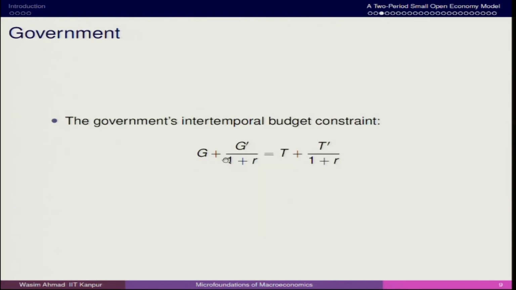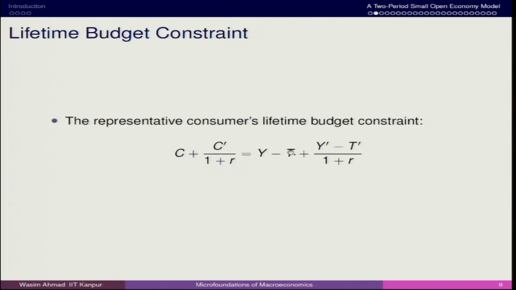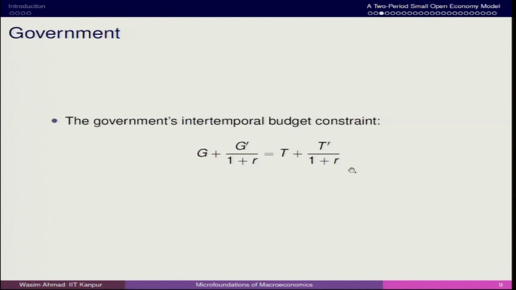What I mentioned here was the same, that I replaced T by G. Because G is equal to T, whatever government expenditure the government is making comes from tax revenue. So, if tax is 100, government expenditure is also going to be 100. So, here we have C plus C transpose upon 1 plus R is equal to Y minus T plus Y transpose minus T transpose upon 1 plus R.